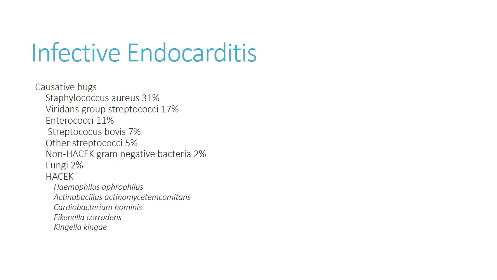So causative bugs. What's going to be most common? You're going to see a lot of gram-positives here. So you can see things like Staph aureus, Viridans group Streptococci, Enterococcus, even Streptococcus bovis is going to be another one you don't see too frequently outside of endocarditis. And then we can talk about these HACEK bugs, and these are going to be some gram-negative things like Haemophilus, Aggregatibacter, Cardiobacterium. These kind of odd bugs you really don't see very often. Occasionally fungus, occasionally some gram-negatives, but most of the time gram-positive. So our coverage is going to mainly focus on some of these gram-positive bugs.